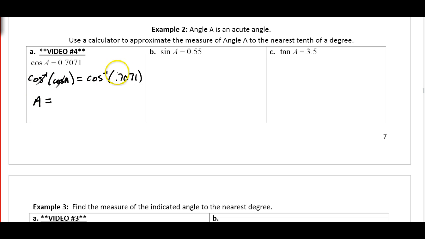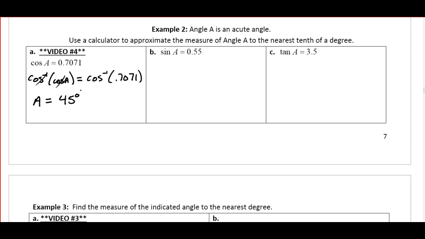Now, to enter cosine inverse on your calculator, it's just above the cosine button. So you have to hit second, and then cosine, and then you just type in 0.7071. And if you go ahead and try this, hopefully you get 45 degrees. And if you don't get 45 degrees, make sure that you check your mode and make sure you're in degree mode, because we want our answer in degrees. And if you need help with that, make sure you ask me in class.